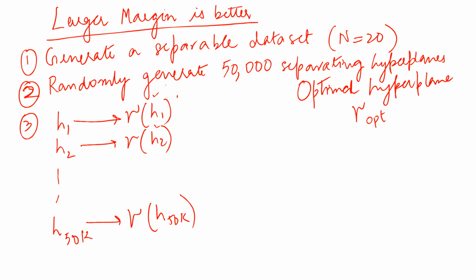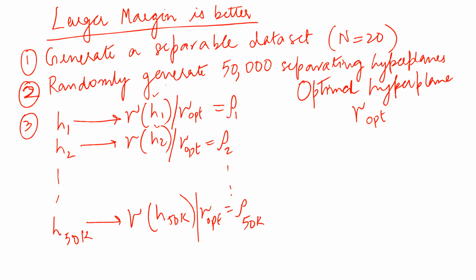Okay, so let me get the ratios and I'm just directly writing it. This gamma over gamma optimal. So I just took a ratio of that. And let's say we denote each of those ratios by rho 1, rho 2, and so on, up to rho 50K, right?